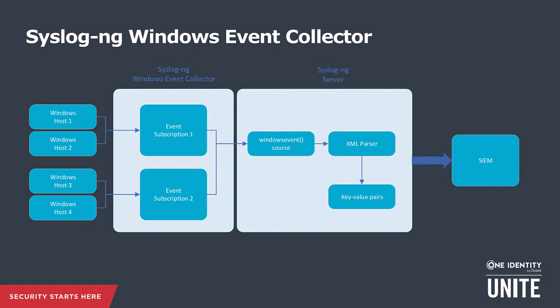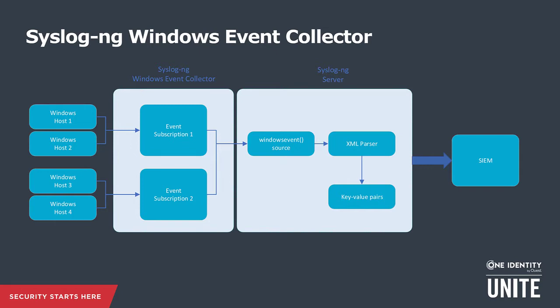So here is how that works. On the Syslog NG server, running alongside Syslog NG itself is the Syslog NG WEC process. Subscriptions are configured here in a YAML file. So once Windows authenticates the Syslog NG server, the WEC service then lets Windows know which event containers it's interested in. So Windows can then begin sending those events.